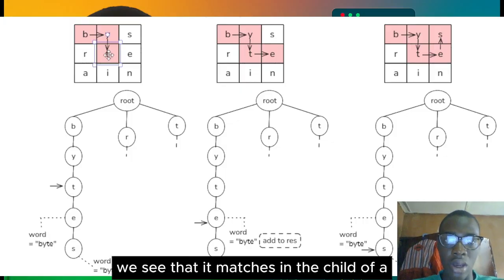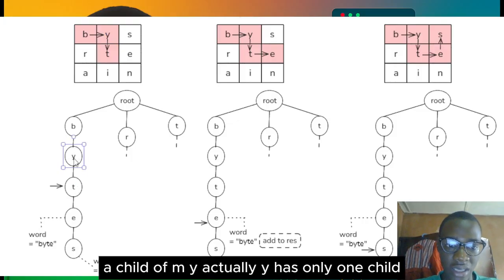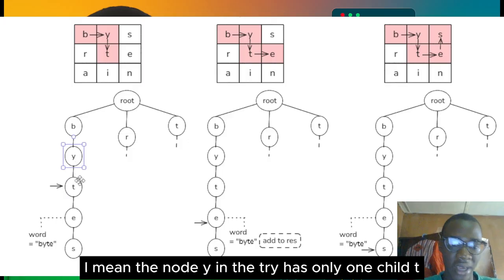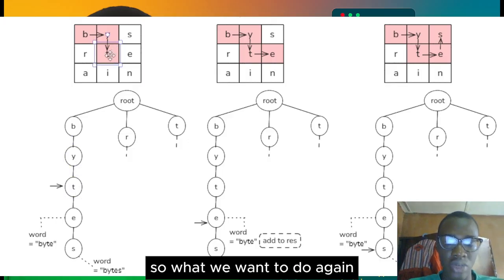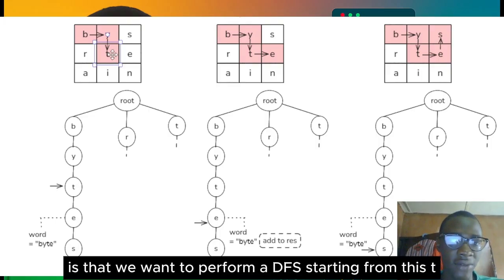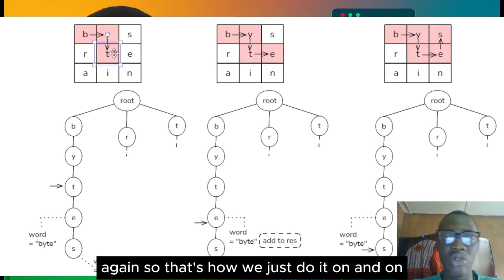When we perform a recursive call on this particular cell, we see that it matches the child of Y. Actually, the node Y in the trie has only one child, T. So now that it matches, we again perform a DFS starting from this T. That's how we just do it on and on.